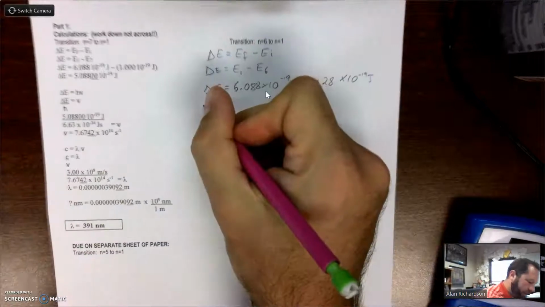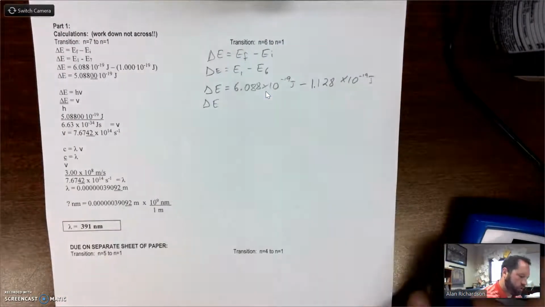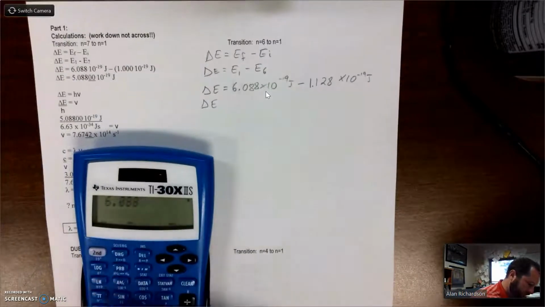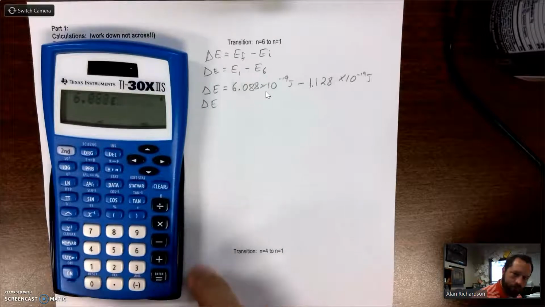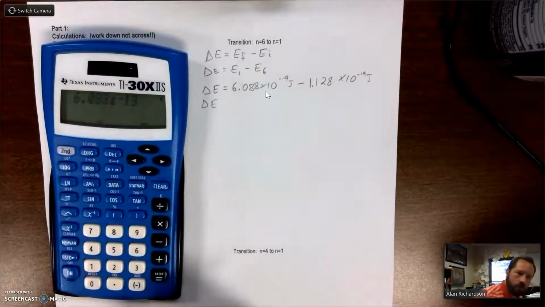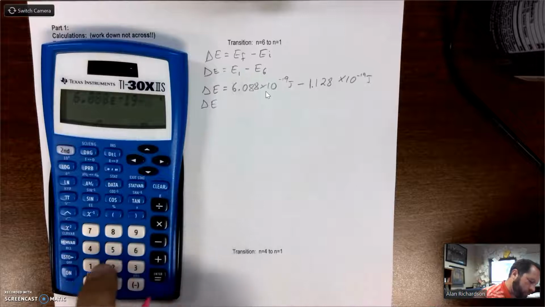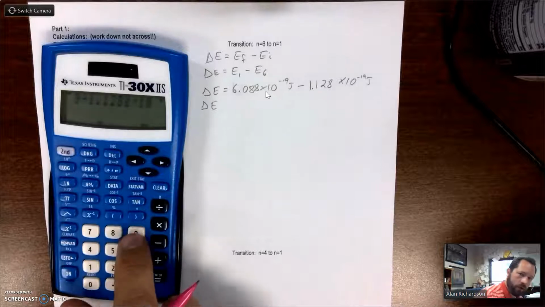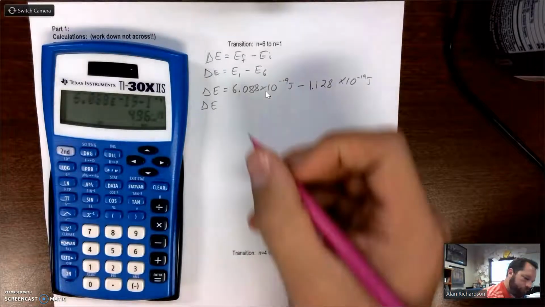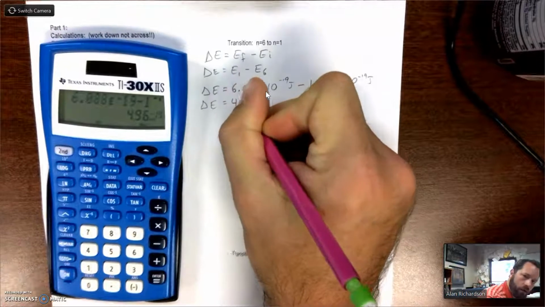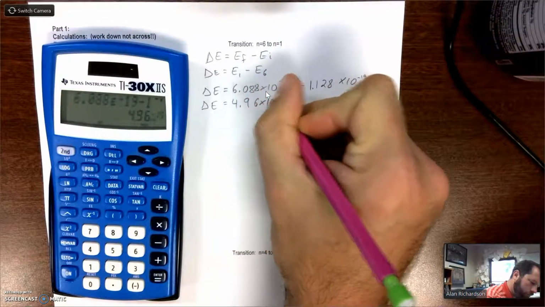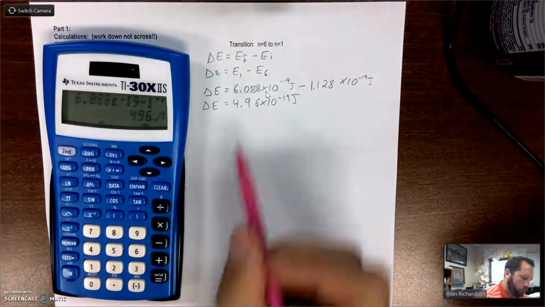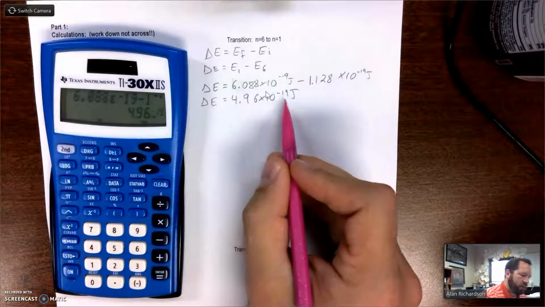We can go ahead and calculate that now and find our change of energy. 6.088, second big E, use that big E button, negative 19, minus 1.128, second big E, negative 19. And I got a value of 4.96 times 10 to the negative 19th joules.